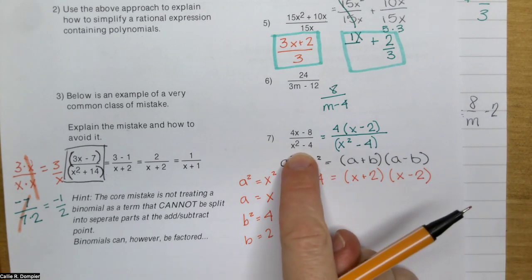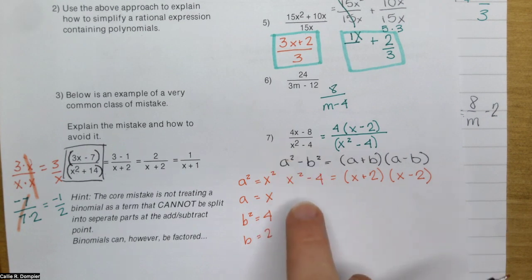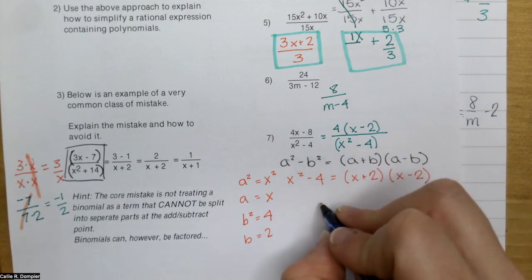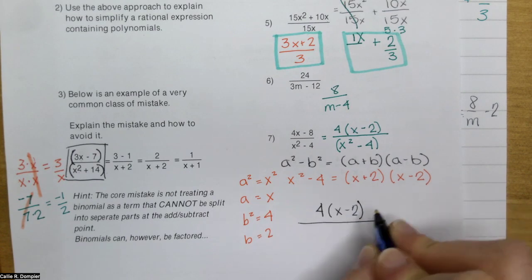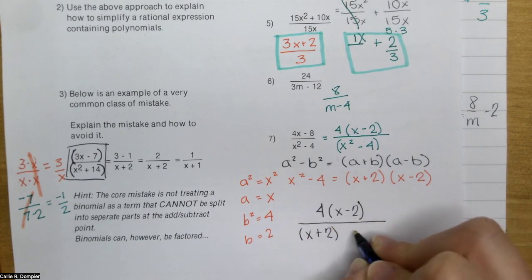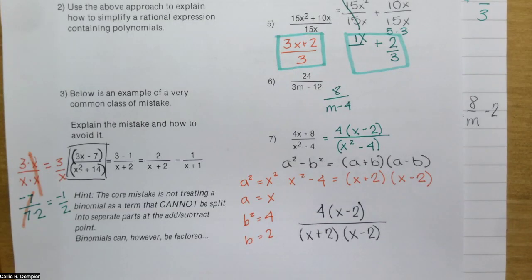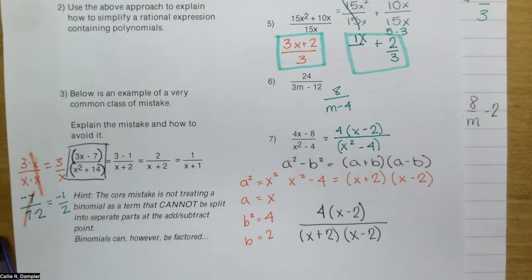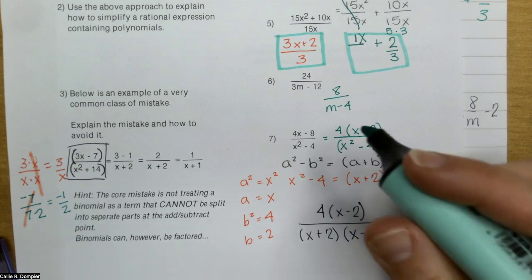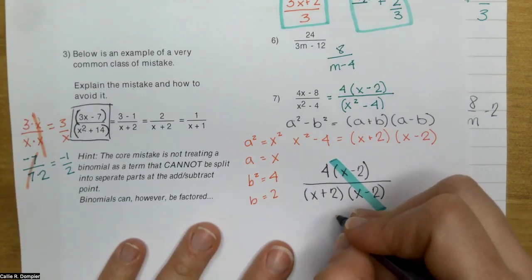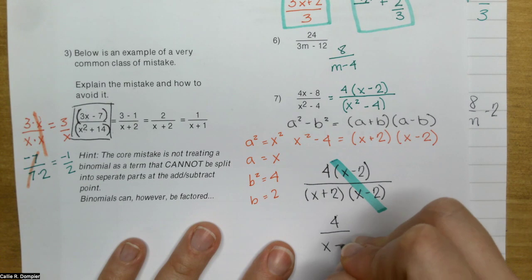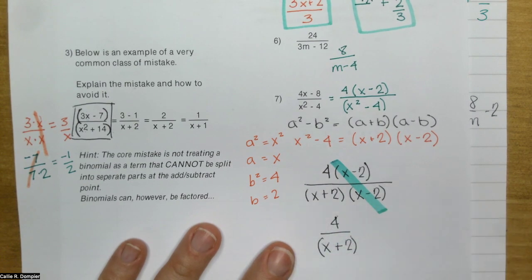So there was no greatest common factor in order to factor the bottom, but we can factor it with the rule for the difference of two perfect squares. And what we will get is 4 times x minus 2 on the top divided by x plus 2 times x minus 2 on the bottom. Good. That is the factored form. Now you want to look at the top, look at the bottom. What can I cancel out? Cancel out the x minus 2. So we've got 4 divided by x plus 2 for number 7.